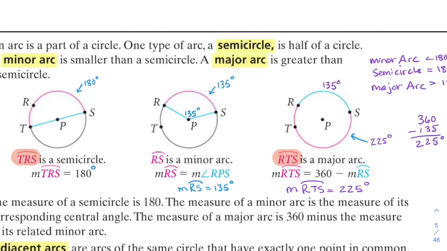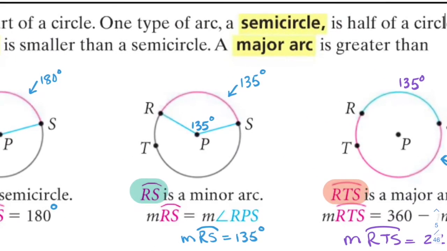Now, if we zoom out on this whole big picture, some of these arcs use 3 letters, like a semicircle and a major arc, and some of them only use 2 letters. And the question is, why would one use 2 and why would one use 3? Well, for a minor arc, we always use 2 letters because it's talking about if you were to travel from R to S, going literally from R to S in the shortest direction possible.